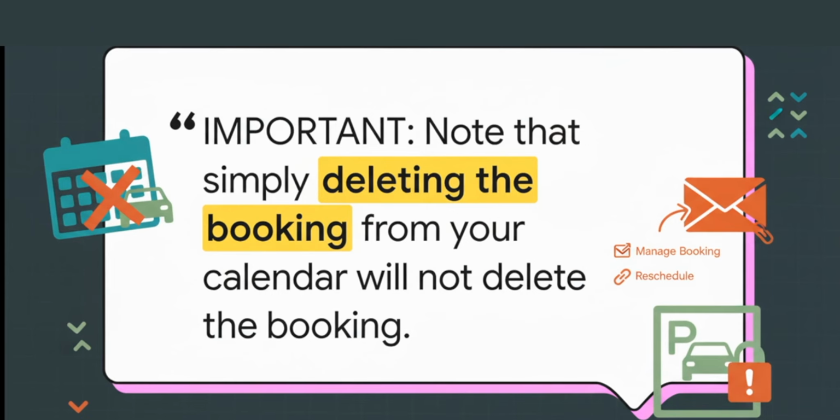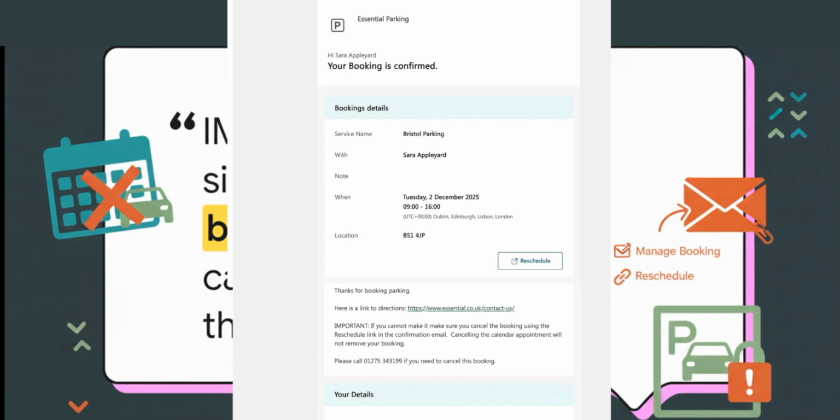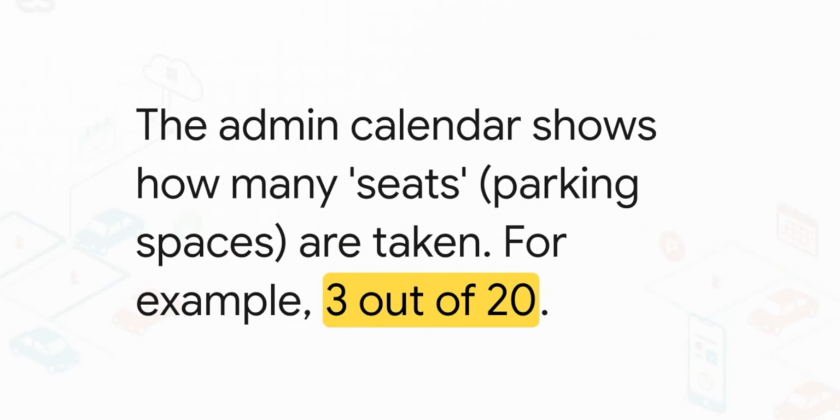Next, you need to impress on them that they cannot cancel their parking spot just by deleting the event from their Outlook calendar. It won't work. They have to use the Manage Booking or Reschedule link that comes in their confirmation email. Another thing is that you'll just have to get used to the system's funny language. That is, referring to your parking spaces as seats.